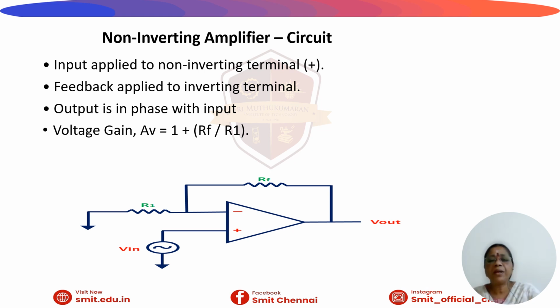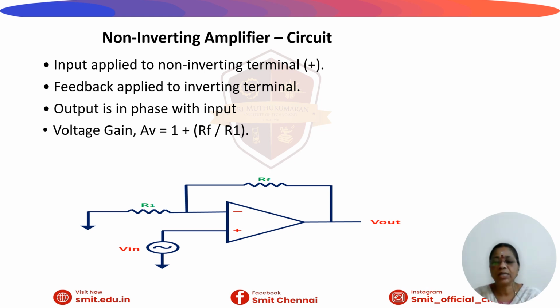The feedback is applied to the inverting terminal through resistor Rf, and the input resistance R1 is also connected to the inverting terminal. So the voltage gain is given as AV is equal to 1 plus Rf by R1. The closed loop gain is always positive and it is greater than or equal to 1, as given in the equation.